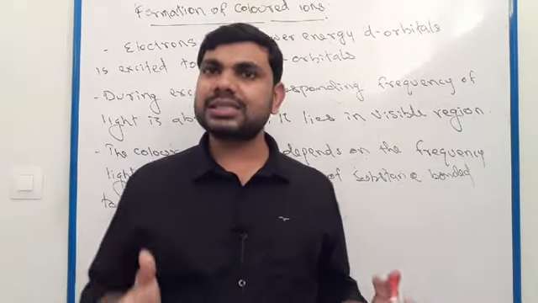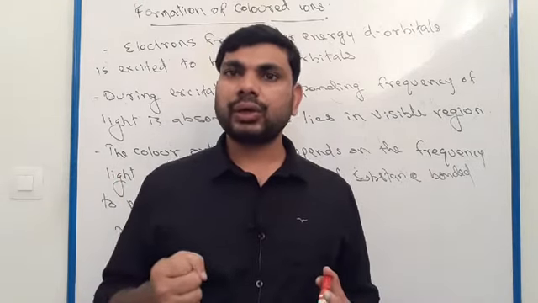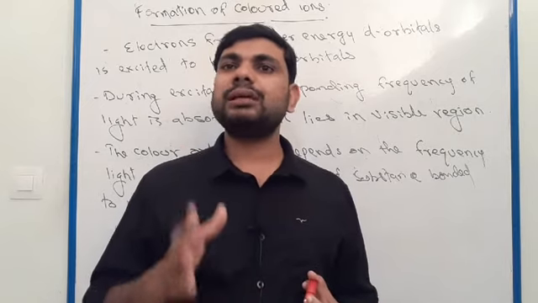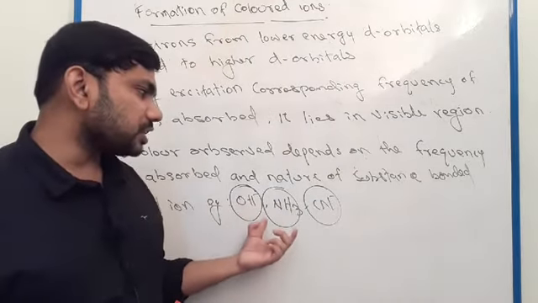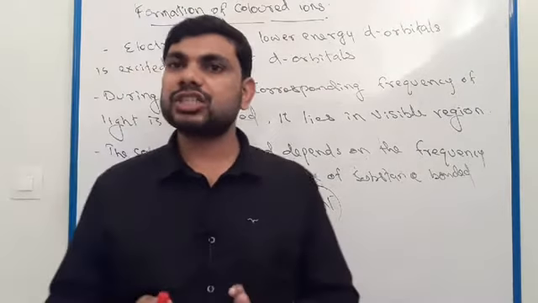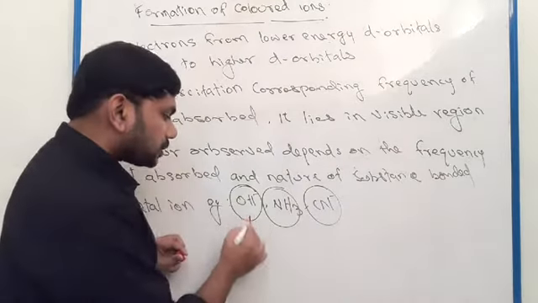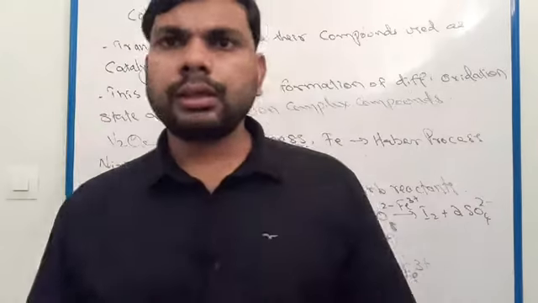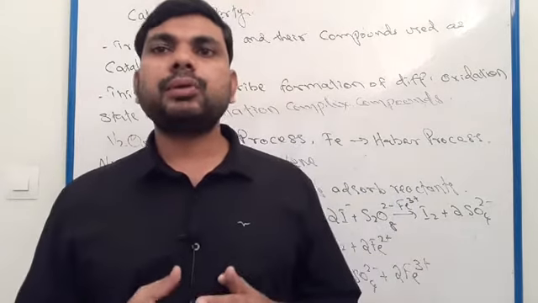Okay, and these different colors depend on the amount of radiation absorbed. Also it depends on the substance which is attached to D block metals. Okay, substances such as OH minus, NH3, Cl minus, these are different types of substances that attach to D block metals. Depending on this, they produce different types of colors. Clear? Okay, next one we have to discuss here is catalytic properties of D block elements.